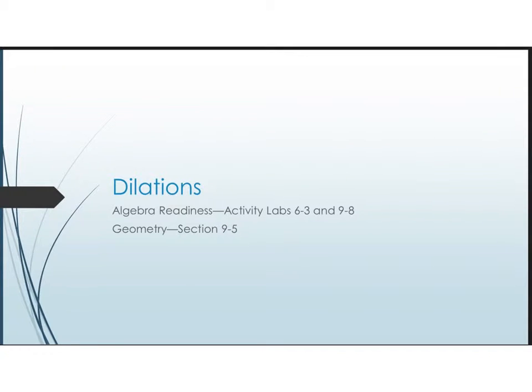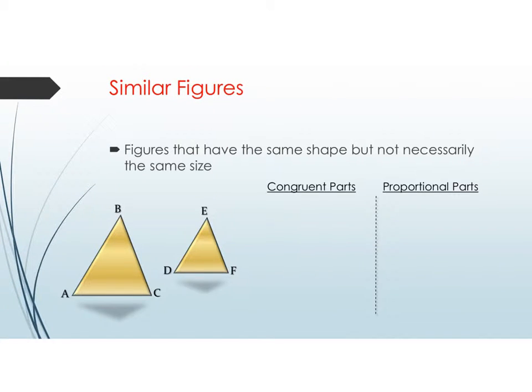Alrighty, so next up we have a dilation. A dilation is the only one that changes the size. It gets bigger or smaller. The others are all congruent. These will be similar, and we're going to practice that concept of congruent and similar after we get done with dilations here. So, similar figures, first off, are figures that have the same shape, but not necessarily the same size.